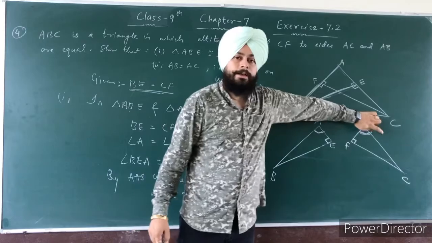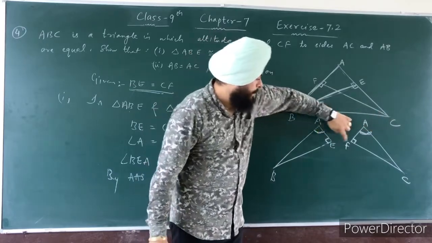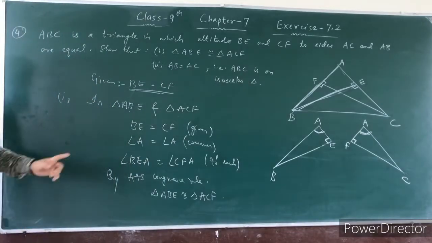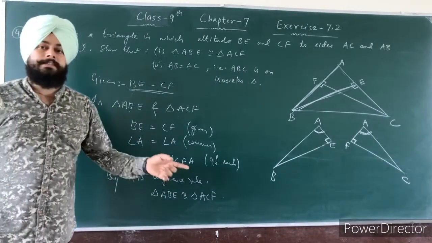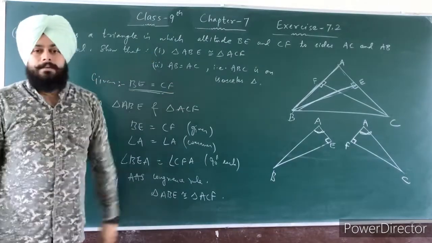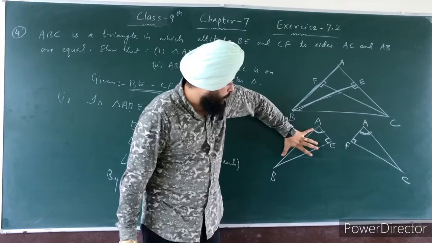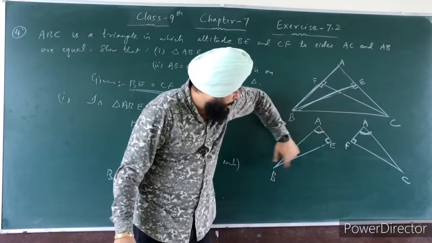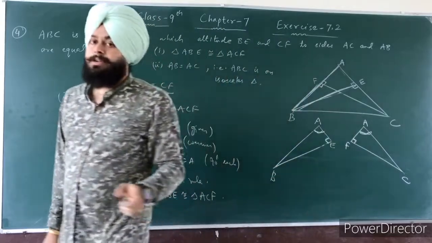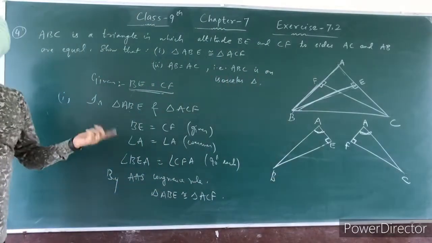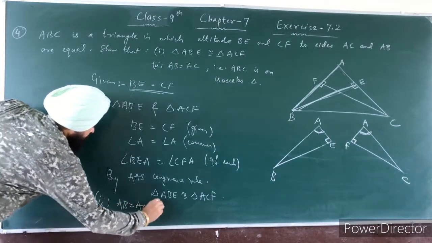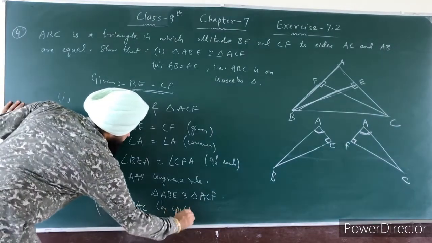So by AAS, triangle ABE congruent to triangle ACF. So this is your first part. Now second part is AB equal to AC. So you can see here AB is the part of this triangle ABE and AC is the part of this triangle ACF. So you can take it equal by CPCT. Second is AB equal to AC by CPCT.